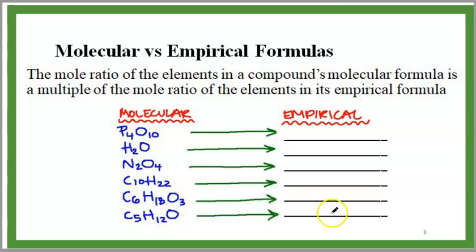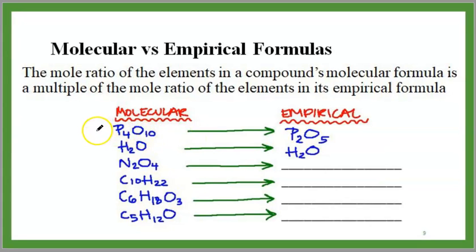So let's compare molecular versus empirical. This is a molecular formula. If we wanted to simplify this, we could, right? So we would divide them both by 2. 4 divided by 2 is 2. 10 divided by 2 is 5. Okay, so there's my empirical formula.